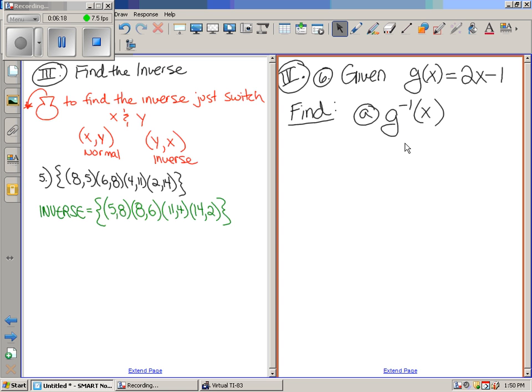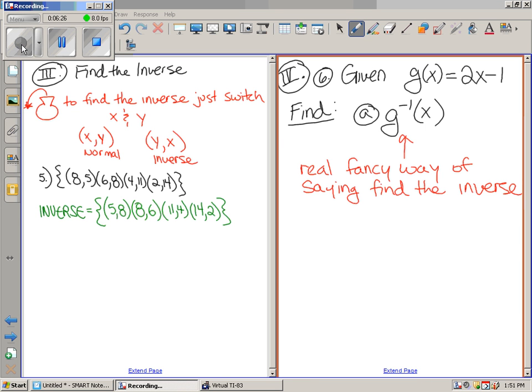This business right here is fancy function notation for inverse. And let's write that down. It's a real fancy way of saying find the inverse. This negative 1 up over here, that's not a negative exponent. It's more of a math grammar type thing. This is function notation. It was developed by a man named Leibniz and a man named Newton, who lived in different countries and were trying to claim credit for it at the same time.